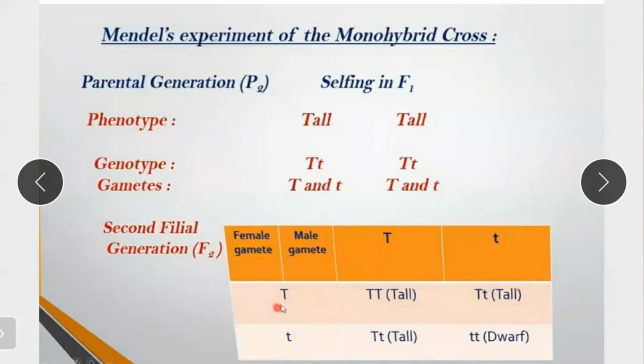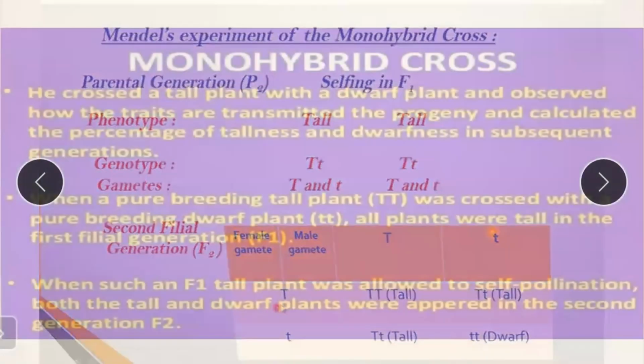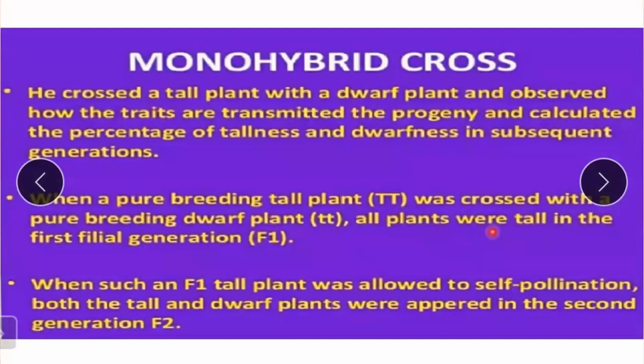Understand up till here? Homozygous dominant means two capital letters. Heterozygous means one capital letter and one small one. And homozygous recessive means both letters are the same small ones. This is all about the monohybrid cross. So what happens in a monohybrid cross? He crossed a tall plant with a dwarf plant and observed how the traits are transmitted in the progeny, and calculated the percentage of tallness and dwarfness in subsequent generations.